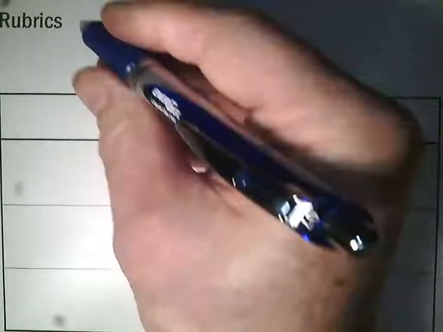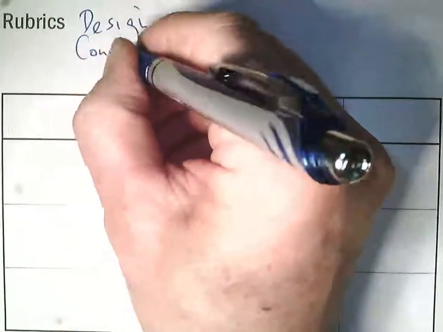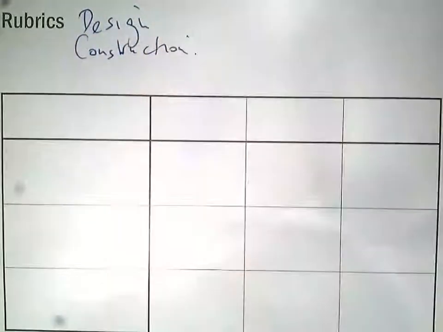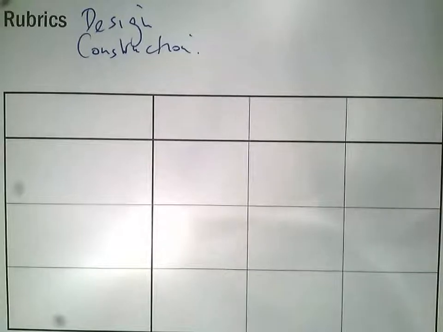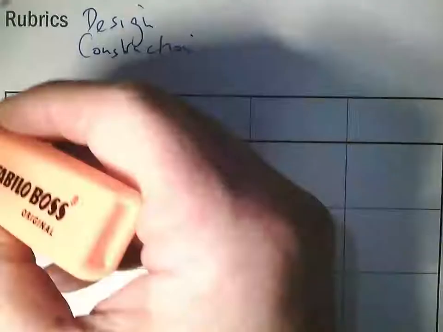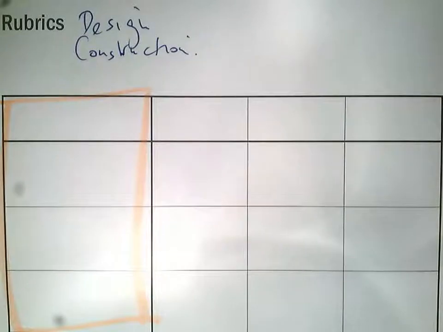Your rubric. You may of course have a marking schedule, but I'm going to look at a rubric in this case. So we're looking at design and construction. There are about 4 things that are absolutely essential that you need to know. Now, first thing, down here, we have criteria.